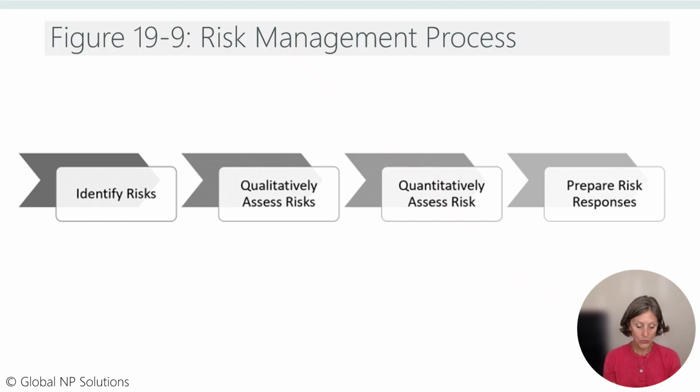A corporation's strategic approach to new product development is an indication of risk tolerance by senior executives. You can read more about the risk management process for innovation in Chapter 7 of the New Product Development Certification Exam Prep Book. Risk management process. A typical risk management process is shown here in Figure 19-9. Risk management involves identifying risks, qualitative and quantitative risk assessments, and preparing risk responses.